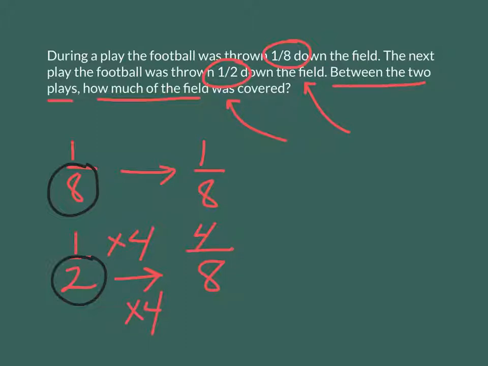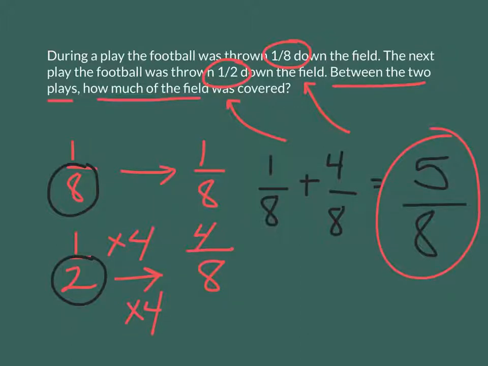So if we're still trying to figure out the addition problem between the two plays, how much of the field was covered, I would set up my problem just like I did the last time. 1/8 plus 4 eighths equals blank of how much of the field was covered. And we know when we have a common denominator, we can simply add across to get 5 and carry the denominator over, 8. And our answer is 5/8 of the field was covered.